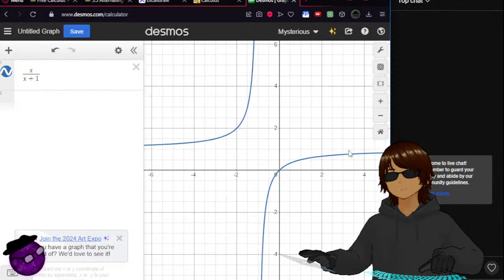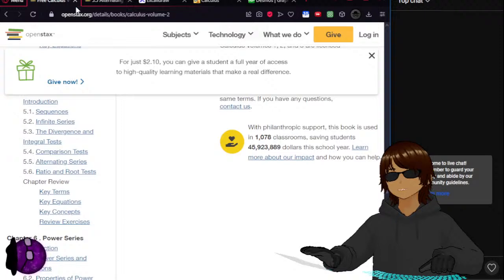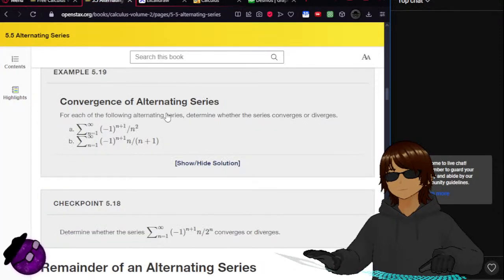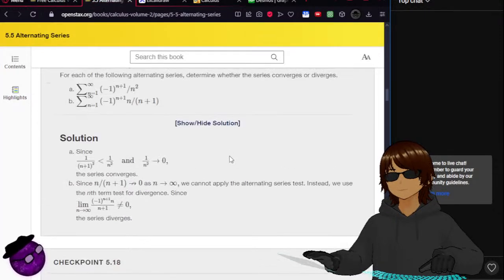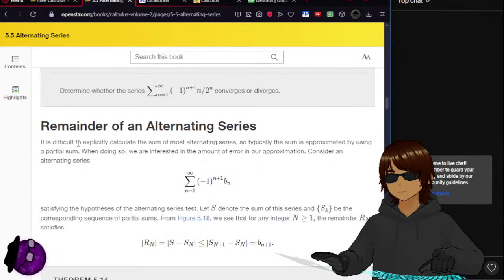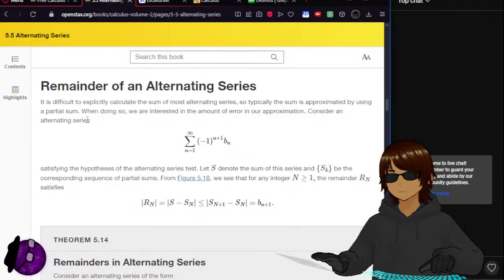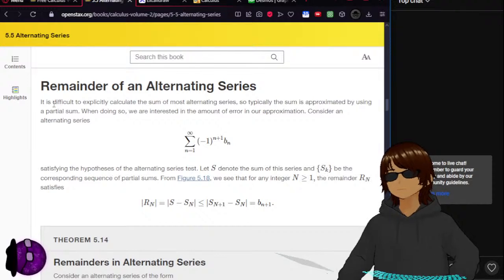Okay, it's not decreasing, so no, it doesn't converge. It is difficult to explicitly calculate the sum of most alternating series, so typically the sum is approximated by using partial sums. When doing so, we are interested in the amount of error in our approximation.